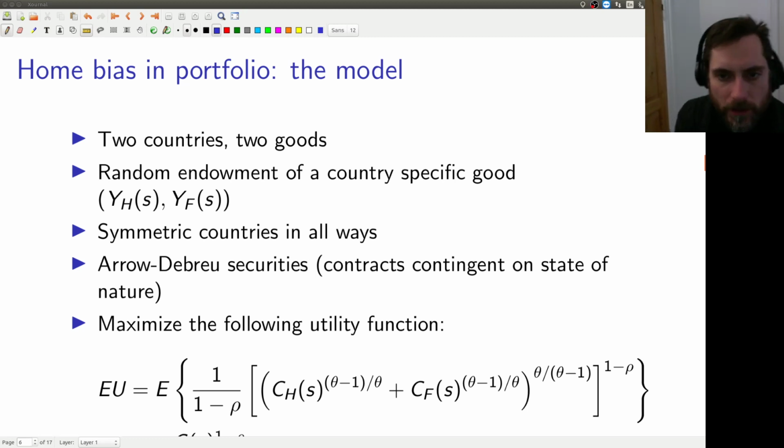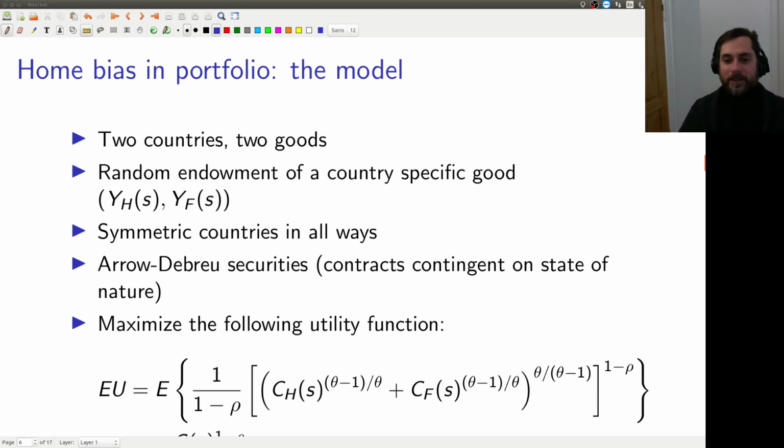All right, so let's jump into the model now. So we've got two countries, two goods, of course. Every trade model needs two countries so that there are people that can trade with each other. You need two goods because if everybody's got cheese, then what am I going to give you if you give me some of your cheese? It doesn't work. So you need two different goods.